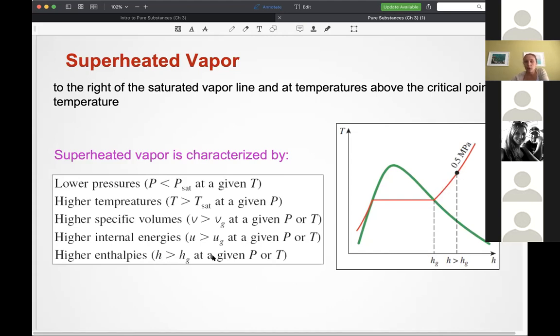So your higher enthalpies, also higher internal energies, which we know enthalpy and internal energy are related by pressure and volume, which is why pressure and volume are also in here. And we know enthalpy is also related to temperature. So all of these kind of make sense, but saturated vapor becomes superheated vapor once we have higher levels of internal energy, higher levels of enthalpy than are on our saturated liquid vapor region.